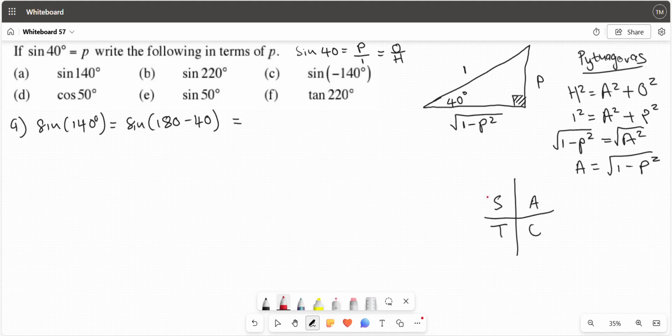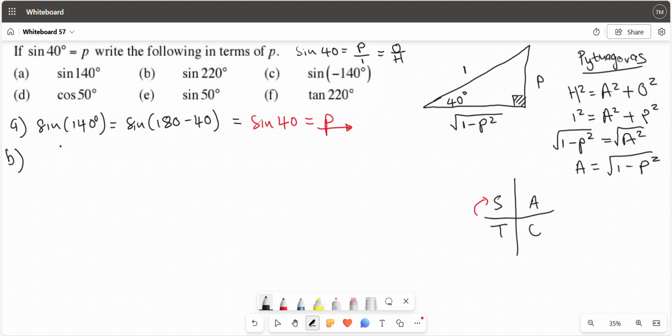Where does 180 put me? It puts me into this quadrant, and sine is positive in that quadrant. So this ends up being a positive sine 40. And what is a positive sine 40? It is just equal to P. I hope you can see that.